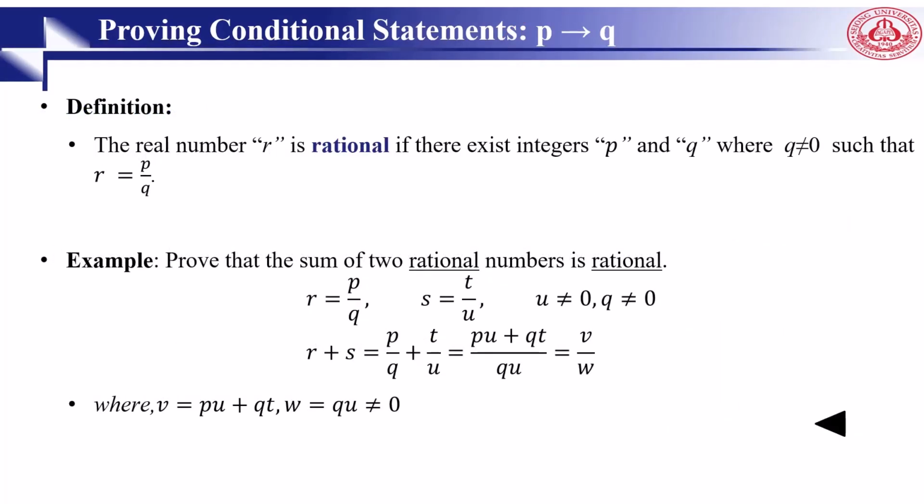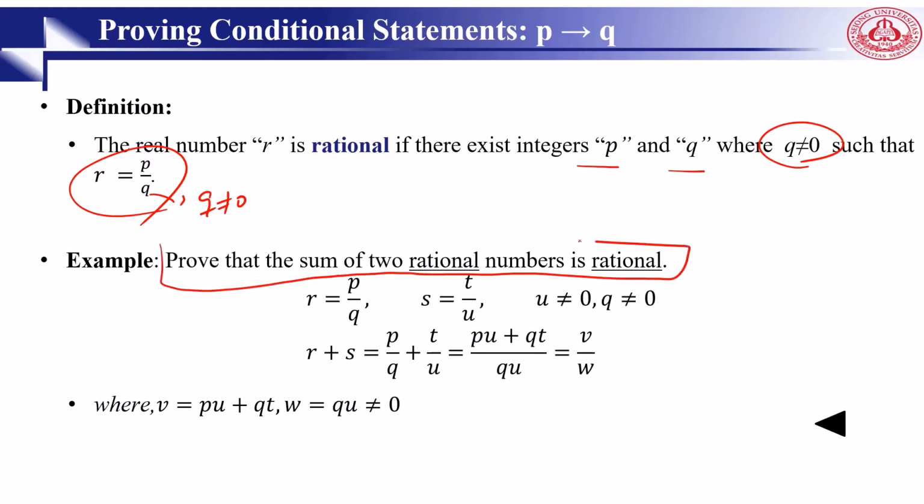Here is the definition of rational numbers. The real number r is rational if there exist integers p and q, with q not 0, such that r equals p divided by q. So we learn in high school that any rational number can be shown as p by q, where q is not equal to 0, right? Prove that the sum of two rational numbers is a rational number.